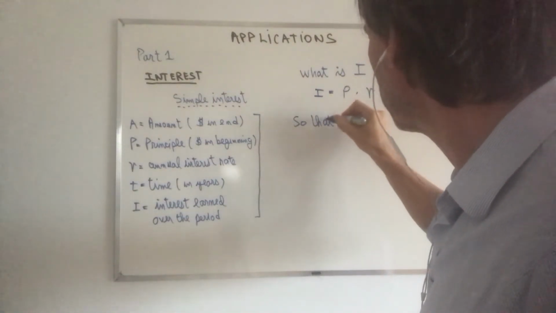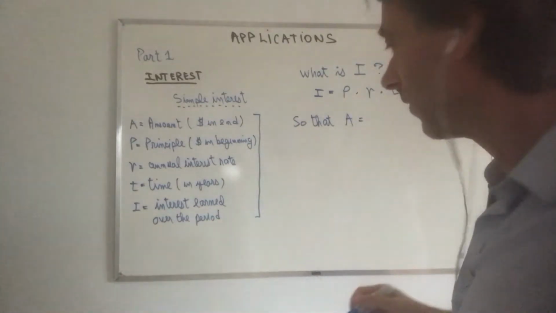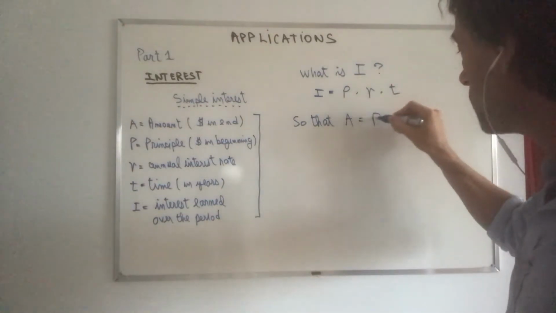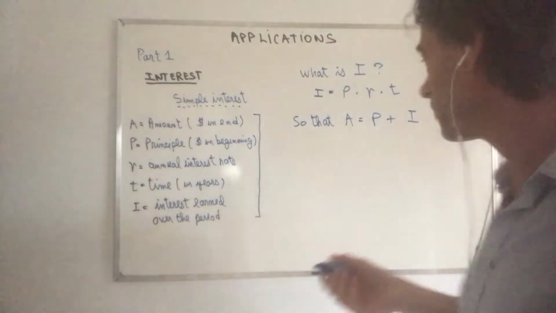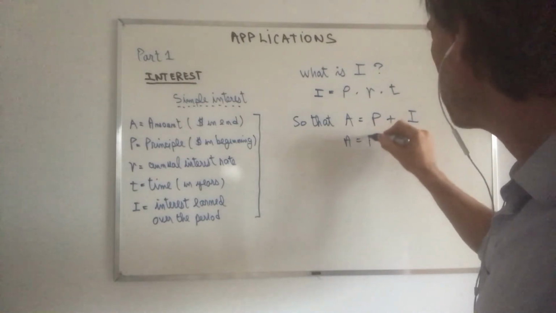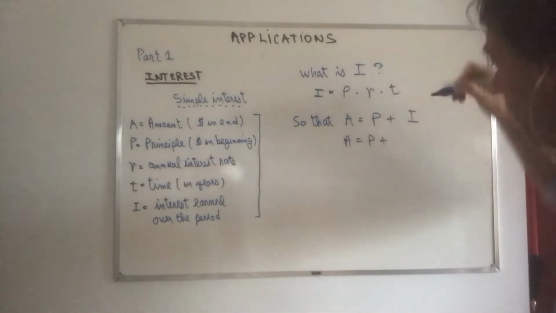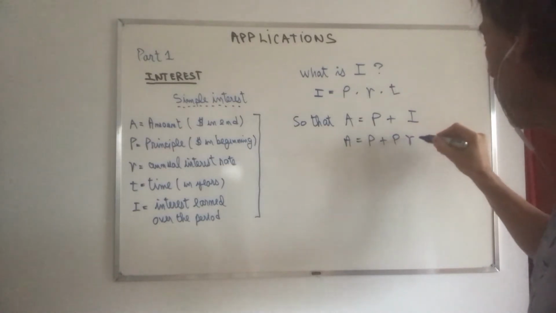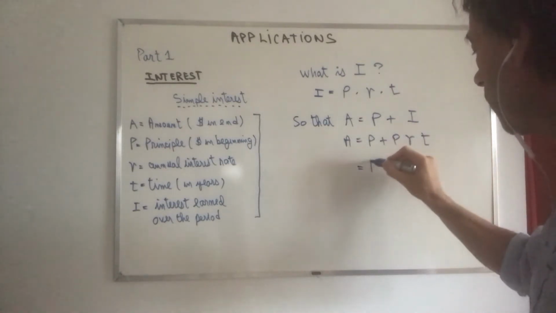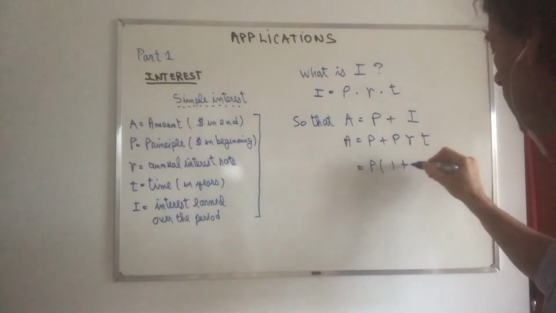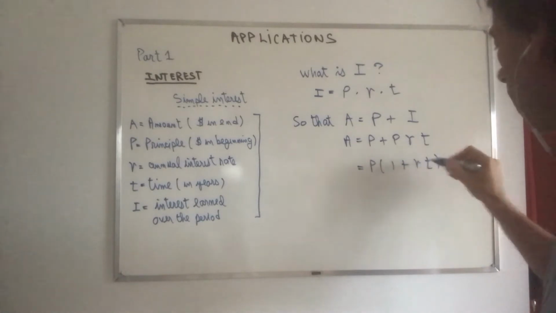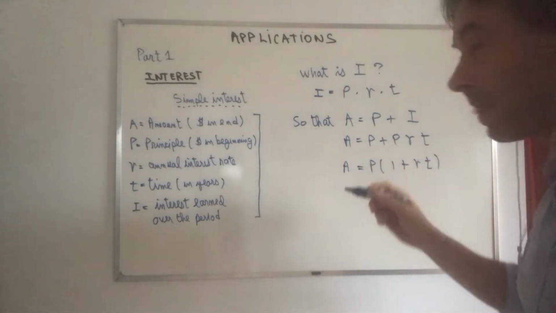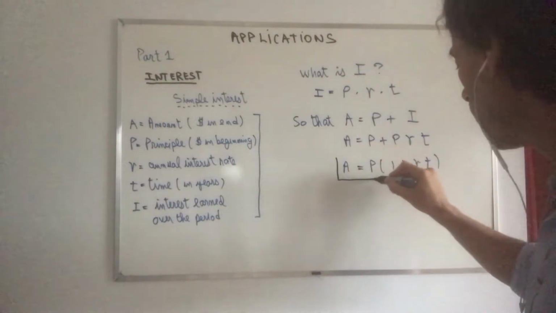So that the amount that you get at the very end is equal to what you invested at the beginning plus the interest that you have earned. Yes? So that A is P plus, and the interest that you have earned is PRT, out of which you can factor out P, and you're going to get P(1 + RT). That is the formula that actually regulates the simple interest calculations.